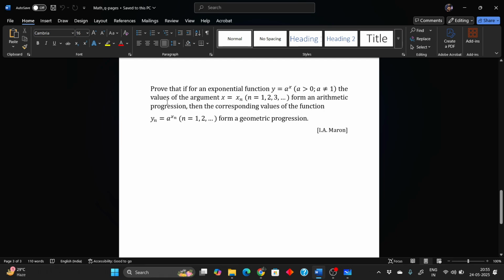Okay, so we have this problem from I. A. Maron. It says: prove that if for an exponential function y equals a to the power x, where a is greater than 0 and a not equal to 1, the values of the argument x_n for n equals 1, 2, 3 form an arithmetic progression, then the corresponding values of the function y_n equals a to the power x_n form a geometric progression. So let's dive into this problem.